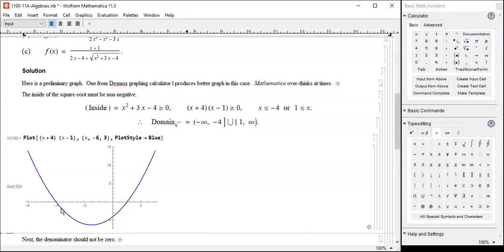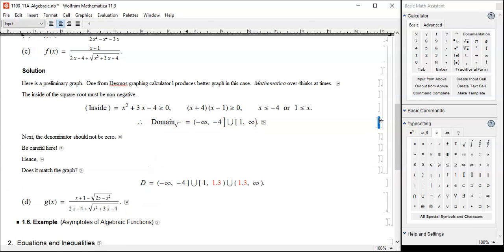Draw the graph. Here's x equal to -4, x equal to 1, and then this entire expression has to be greater than or equal to 0. So greater than or equal to 0 here, above the x-axis. Greater than or equal to 0, above the x-axis. So x has to be either less than -4 or greater than 1. In the end, we get these two intervals: -infinity to -4, 1 to infinity.